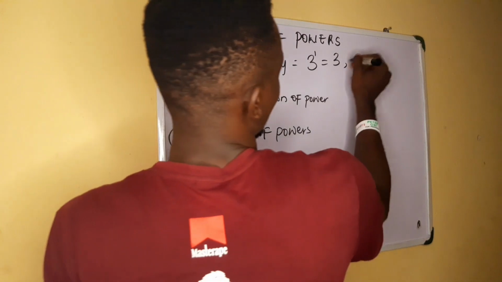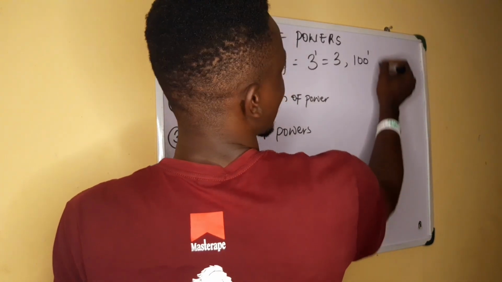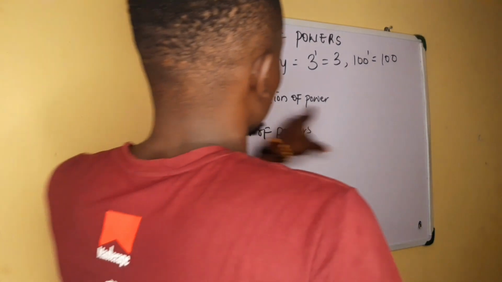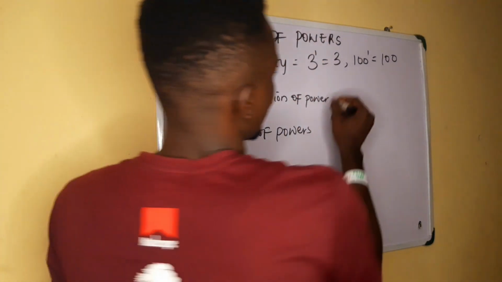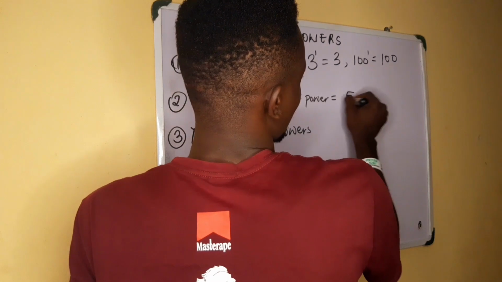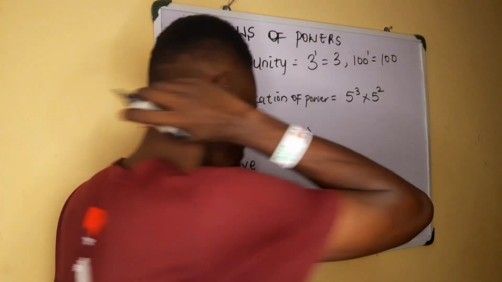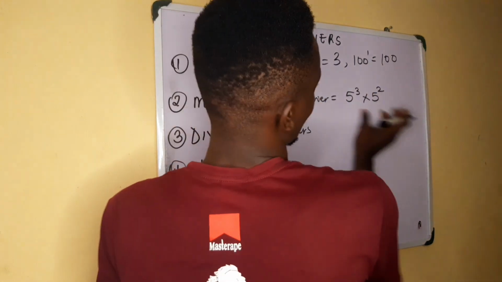So if I have another example, 100 raised to the power of 1, it's the same thing as what? 100. So I hope you got that. The next one is multiplication of powers. For example, if you have 5 raised to the power 3 times 5 raised to the power 2. How do we solve for this?